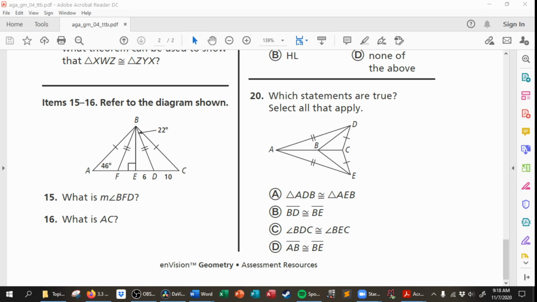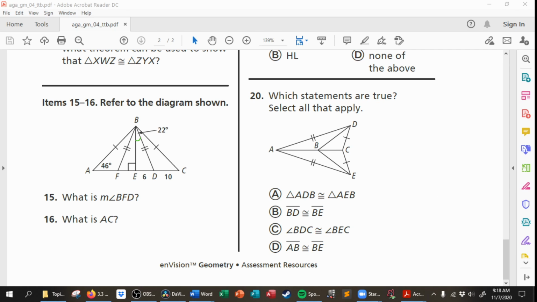So this is the one where I said we have to be able to understand the intentions of the person who made this diagram. They are not saying this entire angle is 22 degrees at all. They're saying only this angle is 22 degrees. Now, let's see what we can do with this. It just wants us to solve some stuff. It wants to know what is the measure of angle BFD.